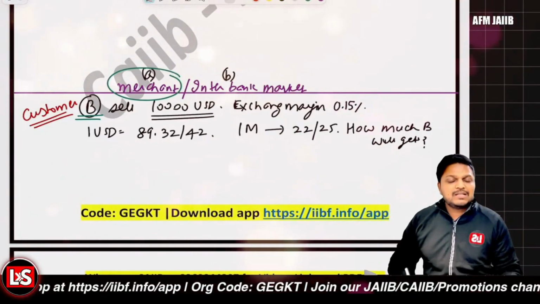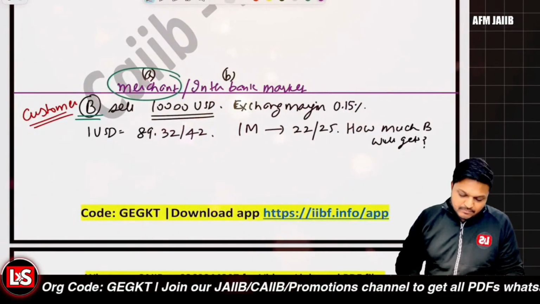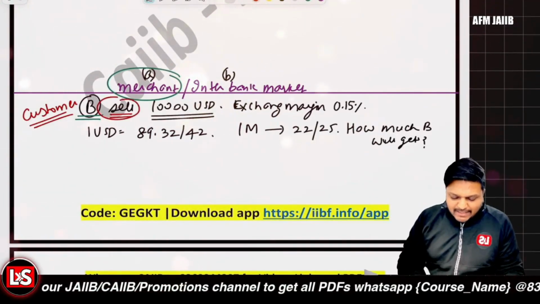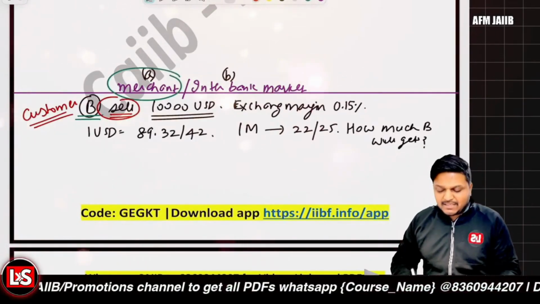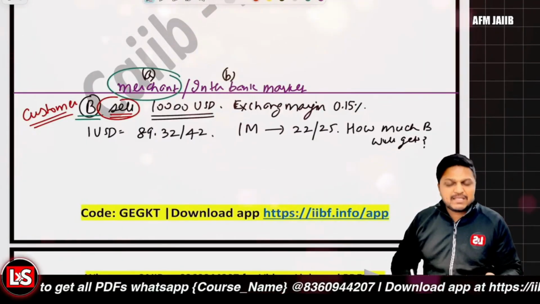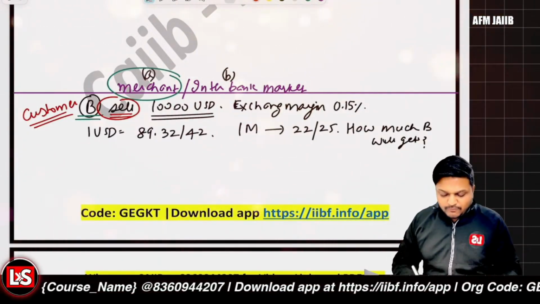Now we have to consider the rates from the bank perspective. Now B wants to sell. So B will be able to sell at the price at which the bank is ready to buy. So we'll be looking for the buying cost.